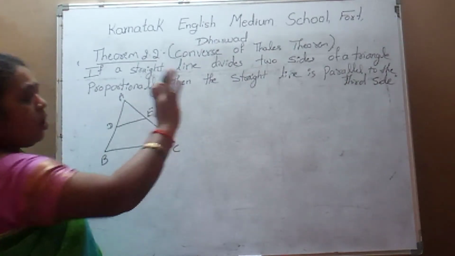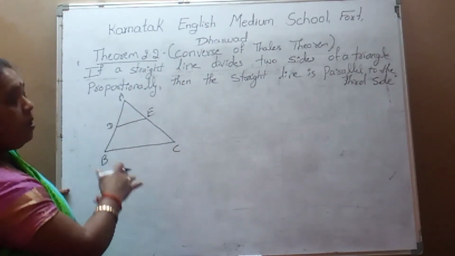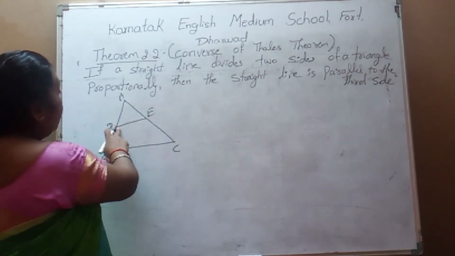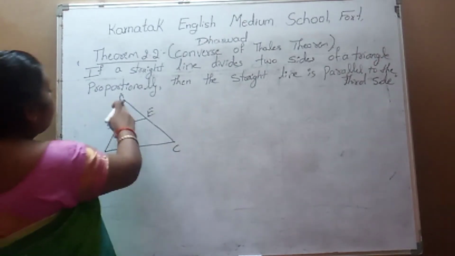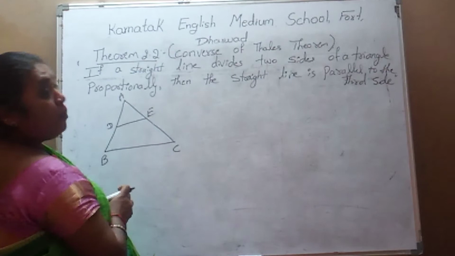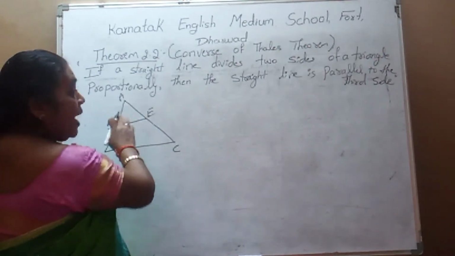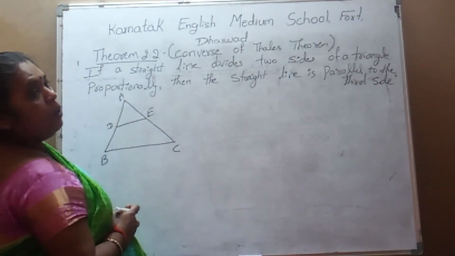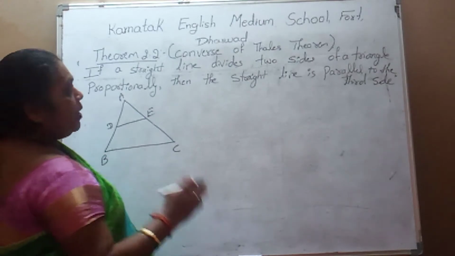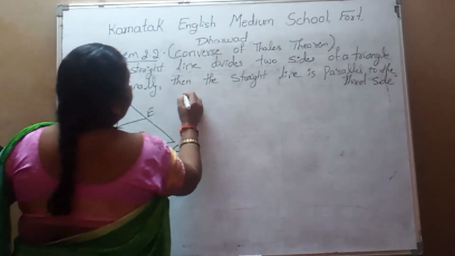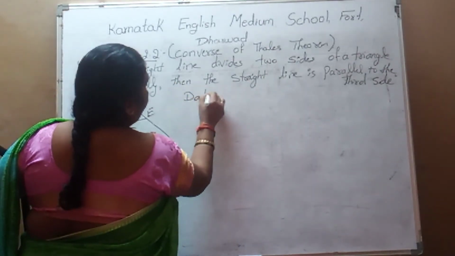Now suppose BC is not parallel to DE. You have to prove that when this straight line intersects two sides proportionally, then that line is parallel to the third side. How can you prove? It is very easy. What are they given? Data.